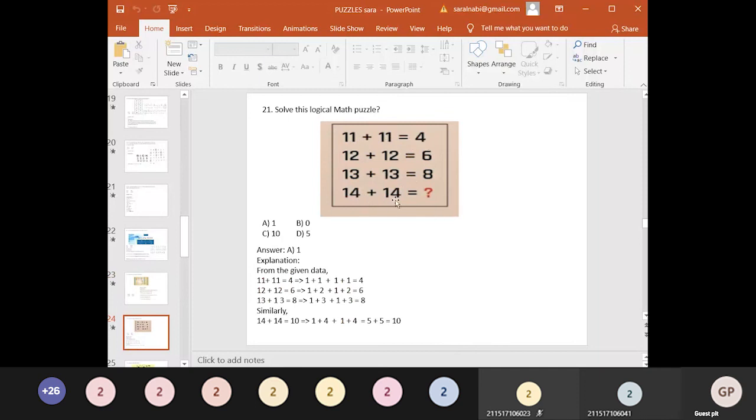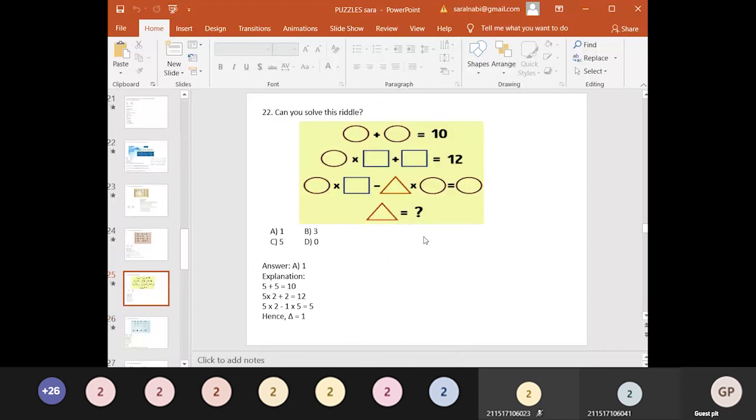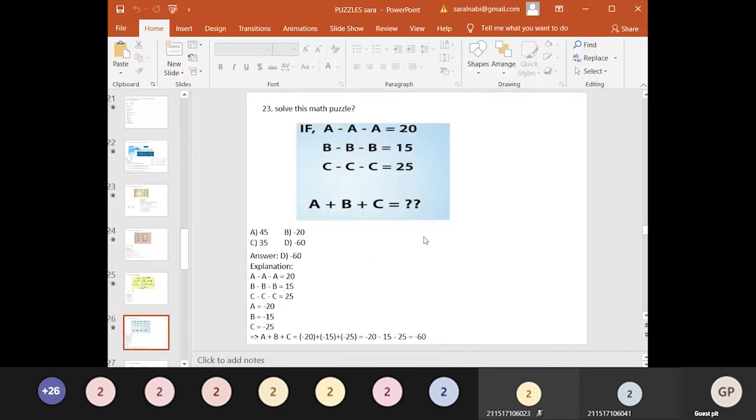So likewise, you can see 14 plus 14 is equal to what? It's nothing but 1 plus 4 plus 1 plus 4. It's equal to 10. So this also you can see.